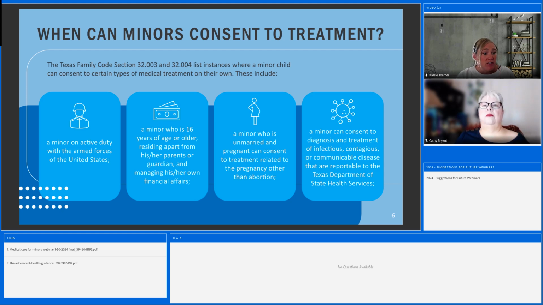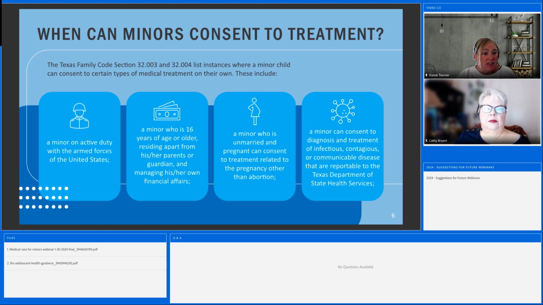Minors who can consent: anyone that's on active duty with the armed forces of the United States can consent. A minor who is 16 years of age or older, residing apart from his or her family or guardian, and also managing their own financial affairs. A minor who is unmarried and pregnant can consent to their own treatment other than abortion. As you all know, abortion has a lot of its own rules, and those we will not address in this presentation today. But just note that that's an exception.